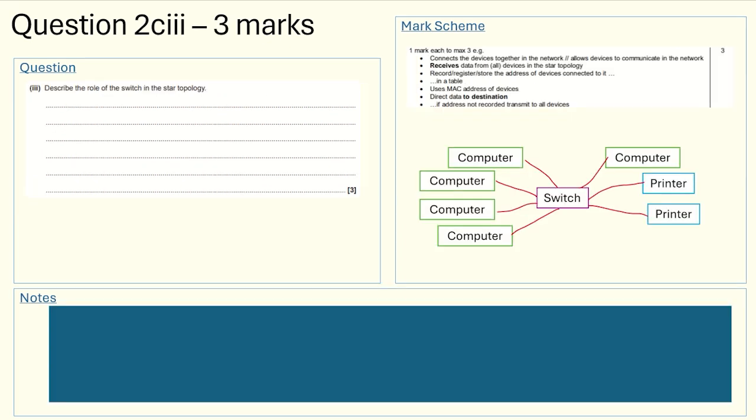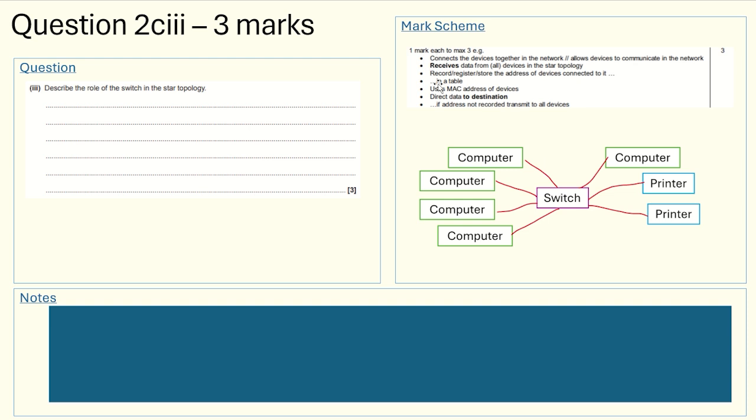Right, so question 2CII is worth 3 marks, and it's asking us to describe the role of the switch in the star topology. And I've continued with this image that we used from the previous questions, just to show you what the star topology looks like. As we recall, the switch is in the middle and all of these devices or nodes are connected to the central switch. This question really is about talking about what the job is of the switch, this particular device that's in the middle of this star topology.